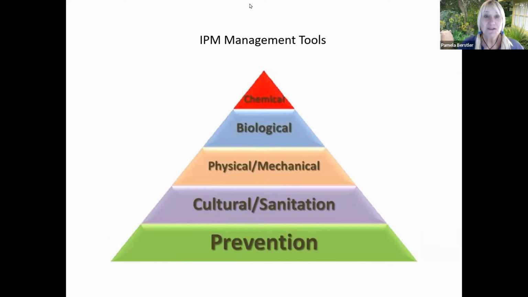We start with prevention. That's the first tool in integrated pest management. And we move through tools until we get to chemical. And chemical is really the last resort. And most of the time, in fact, almost all the time now for us, we never get there.